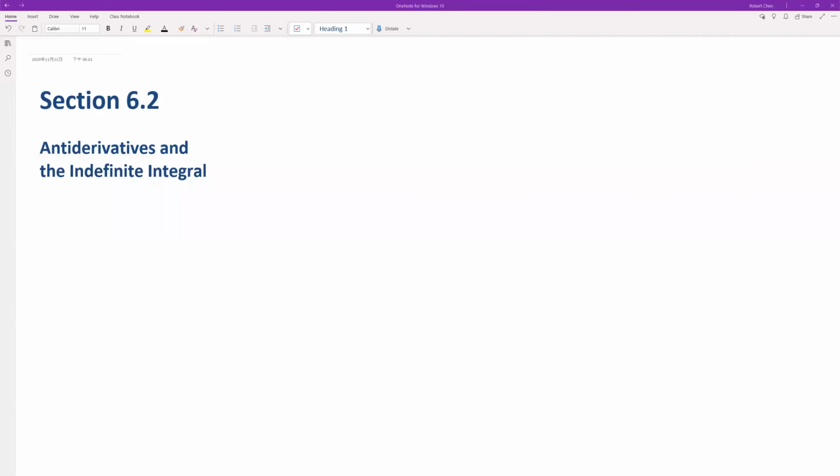Hello, ladies and gentlemen. This is 6.2. We're looking at antiderivatives and indefinite integral.